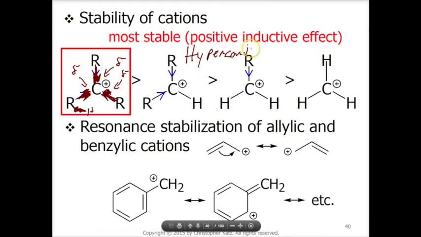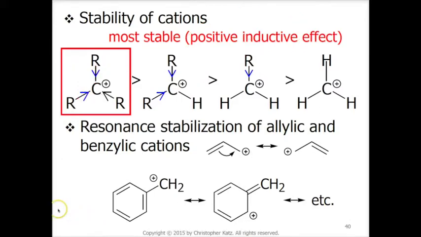Hyperconjugation is another word for the inductive effect. It is the reason why tertiary and secondary carbocations are much more stable than the theoretical primary and methyl carbocations, because you have more electron density that can be transferred inductively through a conjugation type of effect to stabilize that carbocation. That's all it means. All right? Okay.